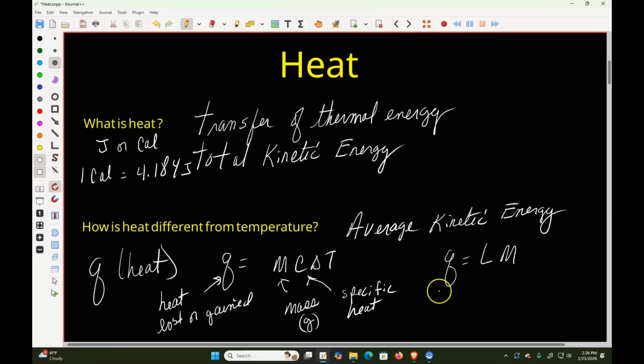The second formula, this L represents latent heat. The latent heat is the amount of heat required to change phases for a substance. For example, if I were melting ice or freezing water, the temperature remains constant during a phase change. So the latent heat is the amount of heat required to change phases from one to another, and mass will be in grams.